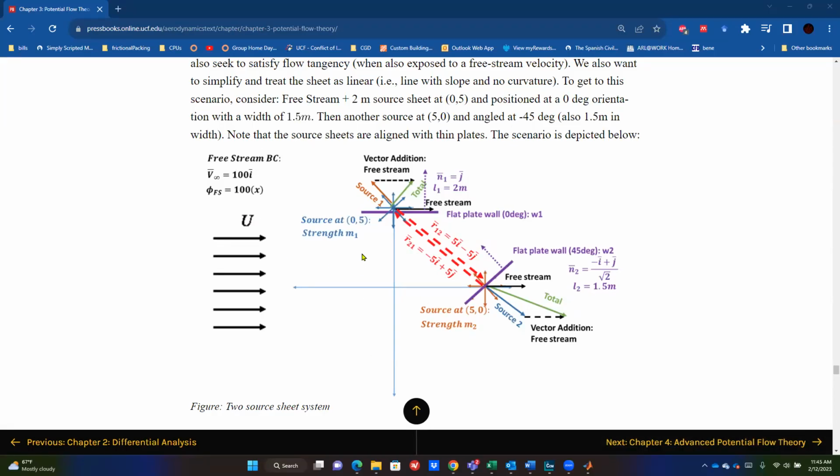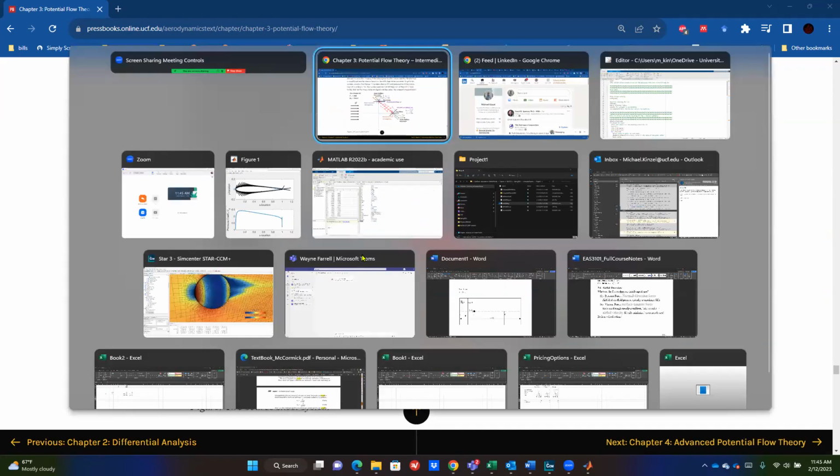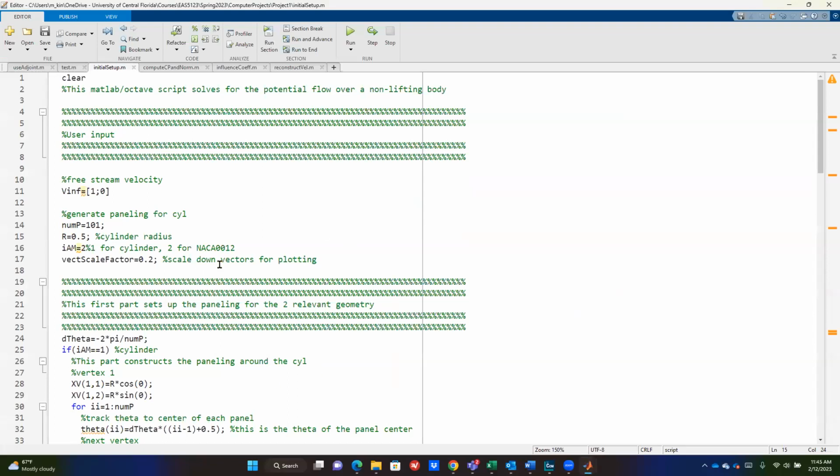Okay, so here we're going to go through our panel code, or a sample source panel code. What I'm going to do is show you my source panel code. Basically, it's all written in MATLAB. It has an option to go between a cylinder or an airfoil. You have some parameters on size, number of panels, free stream velocity, and these sorts of things.